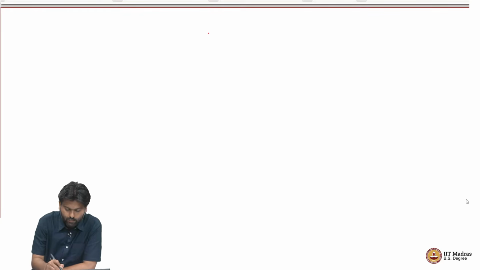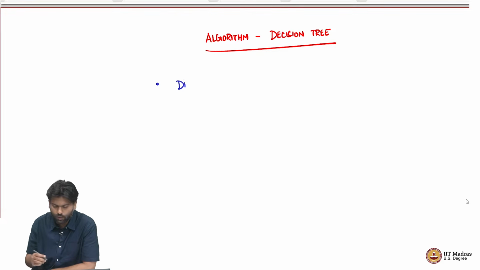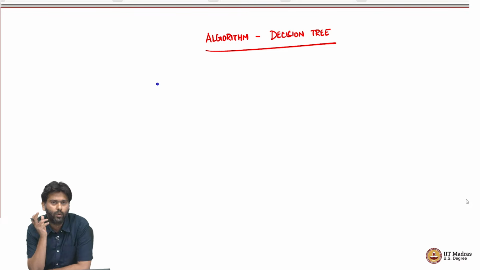So, the algorithm for decision tree is as follows. Step 1, we need to first decide how many questions we are going to ask, right.